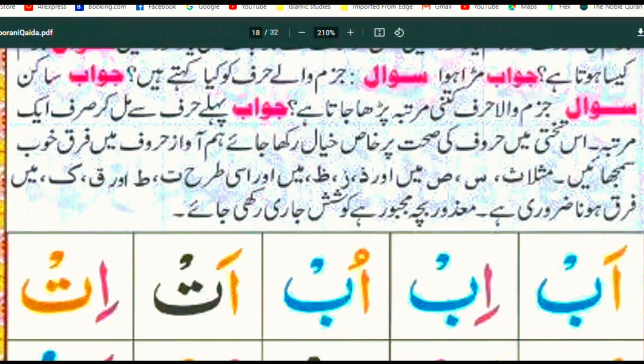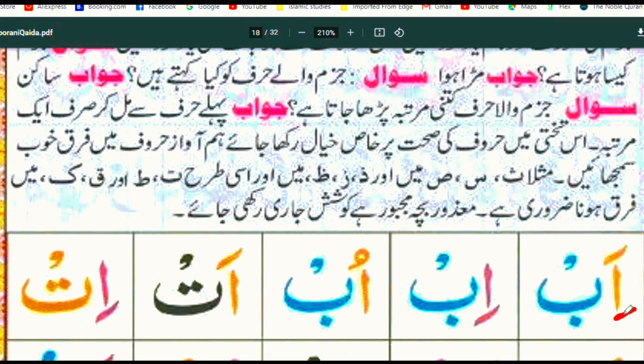That one single letter can carry more than one harakat. Like you are looking at this Hamza, what does it have? Zabar. In some versions of the qaida, you may find that Hamza has zabar, and at the same time Hamza has been given the zair beneath.